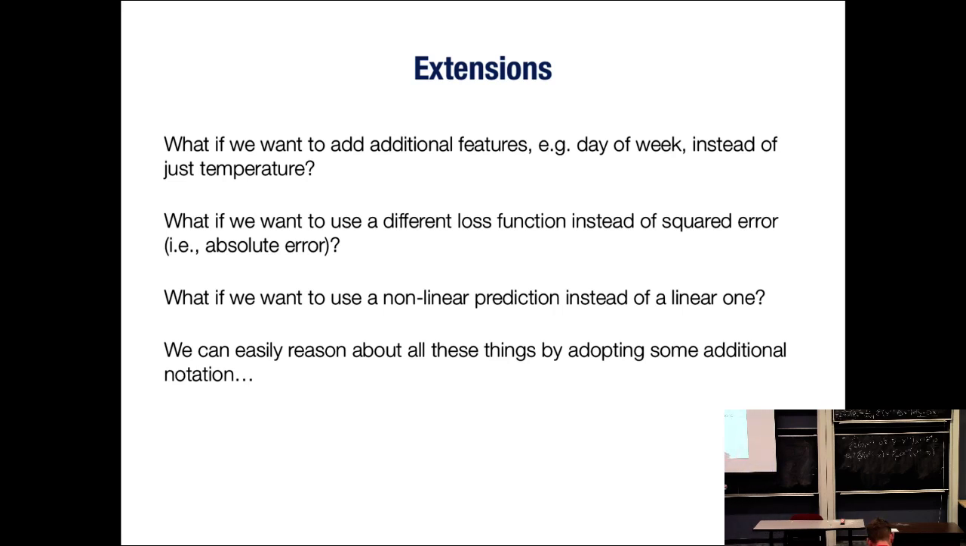What if I want to use a different loss function? So I said, okay, we're going to use the squared error between the prediction and the actual value to measure how wrong we were in some sense. And why did I choose squared error? Why not absolute error? That seems to make more sense sometimes, right?